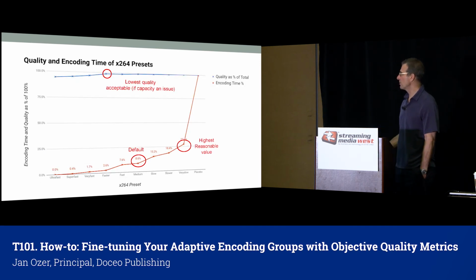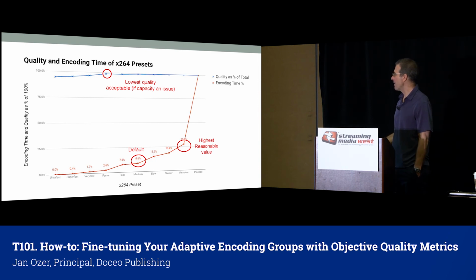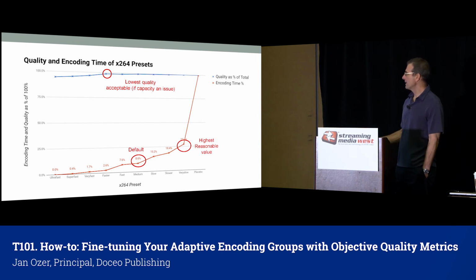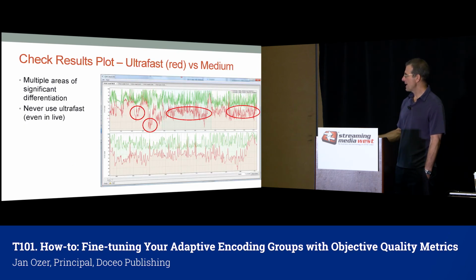What does this look like if you were plotting it out? Here's the lowest acceptable quality. That's where I would start. I think that's faster. This is the encoding time, and this is the percentage. This is basically the VMAF score. So we saw it was a pretty small difference in terms of overall quality. Encoding times kind of get crazy once you go past the faster.